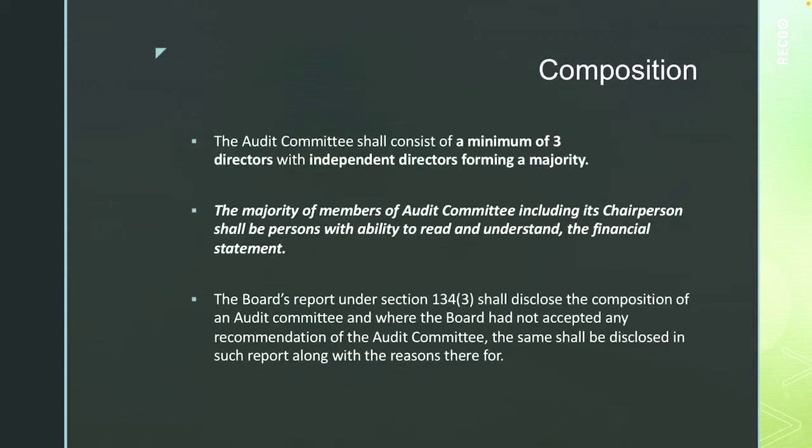Next comes the composition of the committee, how the audit committee will be composed. Okay, that we will discuss. First, the audit committee shall consist of a minimum of 3 directors with independent directors forming a majority. Then the majority of the members of the audit committee, including its chairperson, should be persons with the ability to read and understand the financial statement.